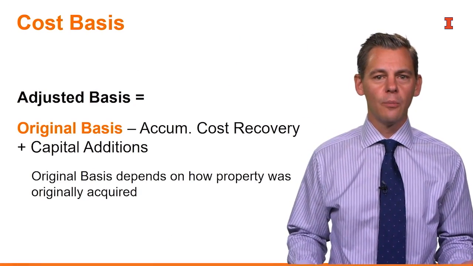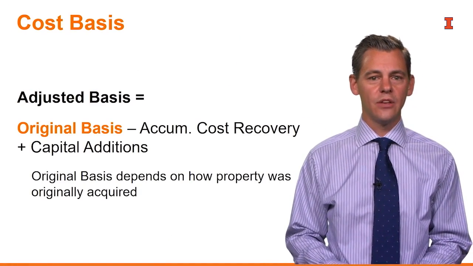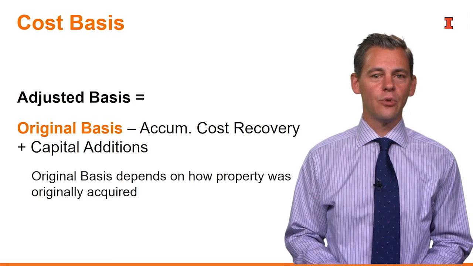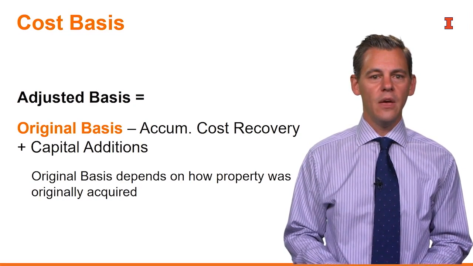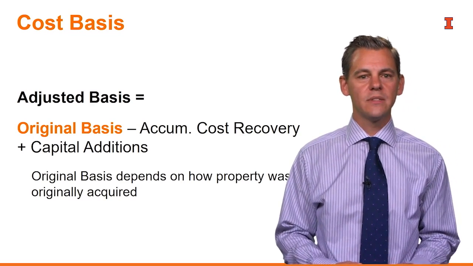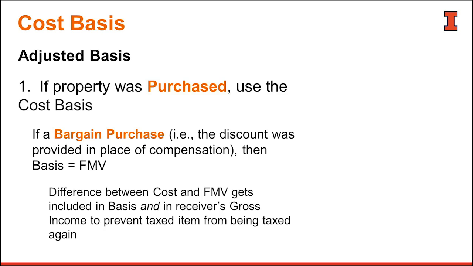In this video, we'll look more closely at what makes up the calculation in the adjusted basis. In particular, we'll look more closely at the original basis of the property. Importantly, how does this basis get here? Well, the original basis depends on how the property was originally acquired. The first major and probably most common way to acquire property is to simply purchase or buy the property.